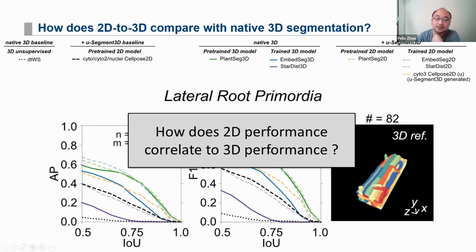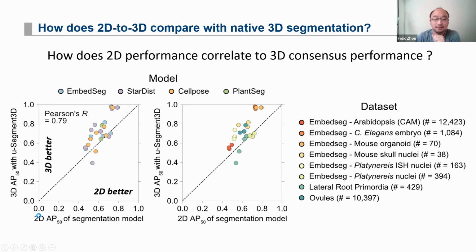So let's do some benchmark. We wanted to find out how does the 2D model performance predict the 3D model performance. And so here I plotted is the AP50 of the 2D model, that trained 2D model. And here is the AP50 after you make a consensus using U-segment 3D. And what you actually find in the vast majority of models and data sets, the 3D performance is better than what you would predict for just 2D. So it's not necessarily a one-to-one translation, it's actually better than the 2D. So you can actually get away with imperfect 2D segmentation. And these benchmarks are assessed over, I think, 9 different data sets.